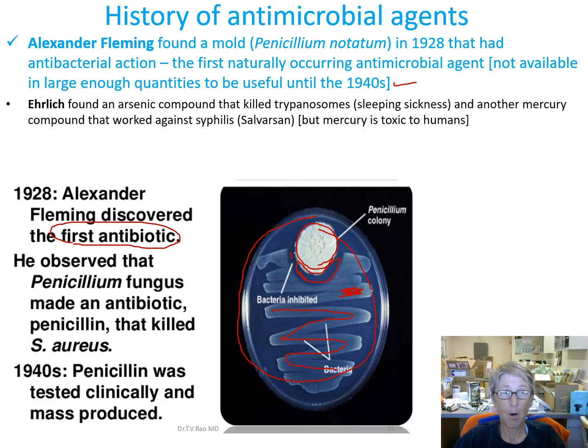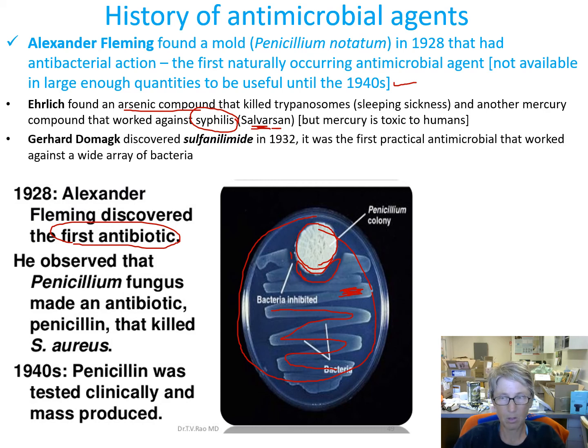And then Paul Ehrlich found an arsenic compound that killed trypanosomes, the agent that causes sleeping sickness. And he also found another compound that worked against syphilis, Treponema pallidum. He called that agent that killed syphilis salvarsan. But mercury is toxic to humans, so you really don't want to use a mercury compound to kill anything.